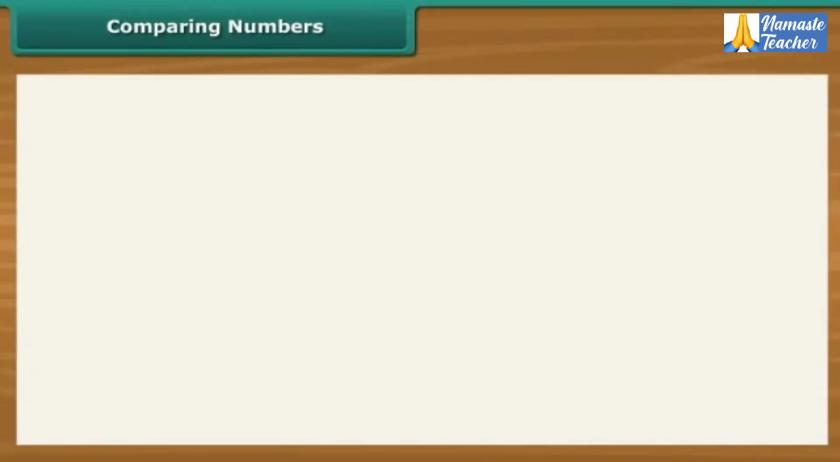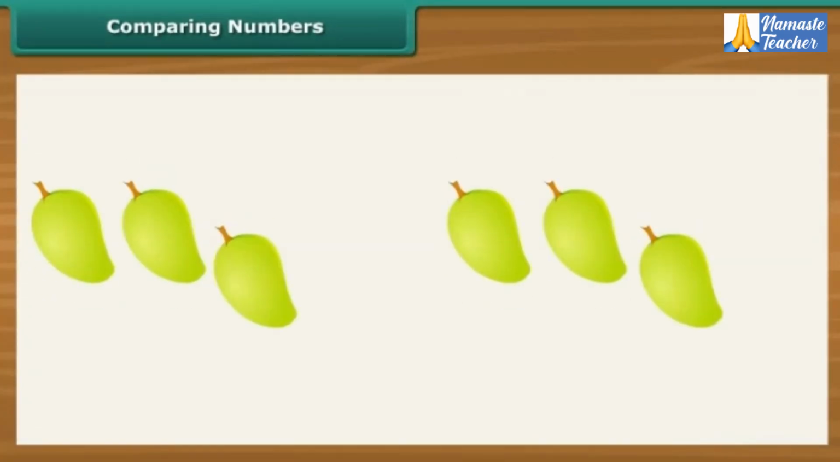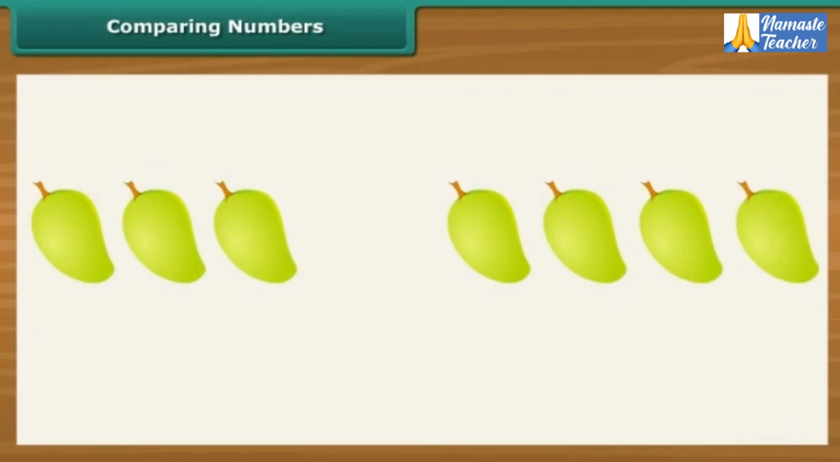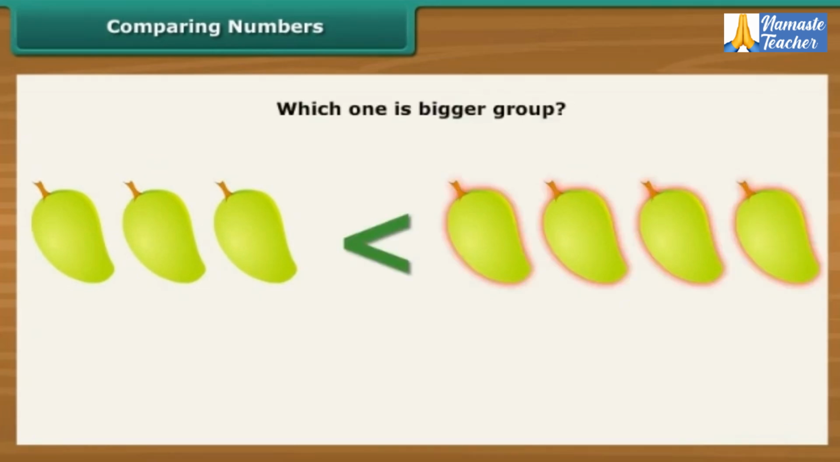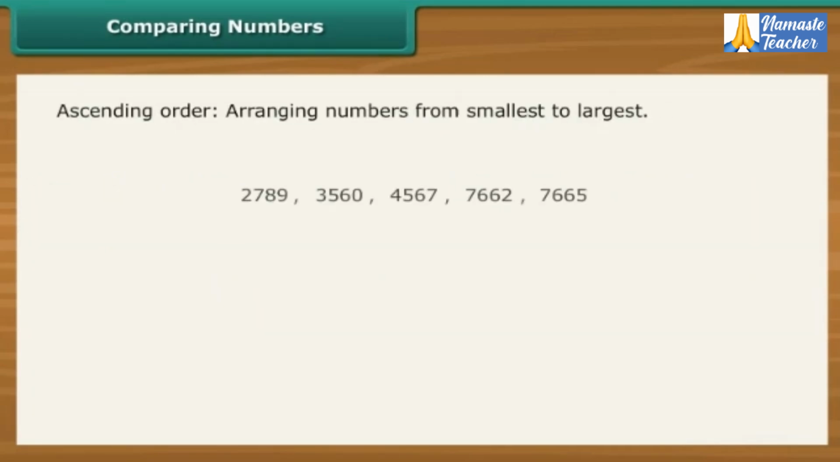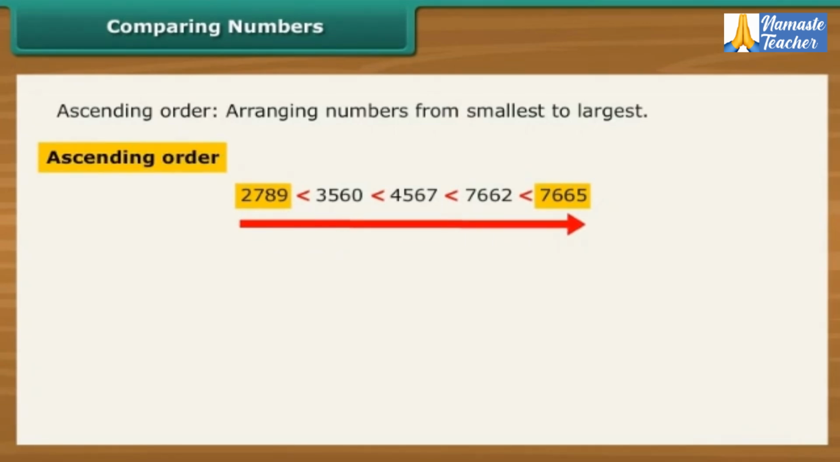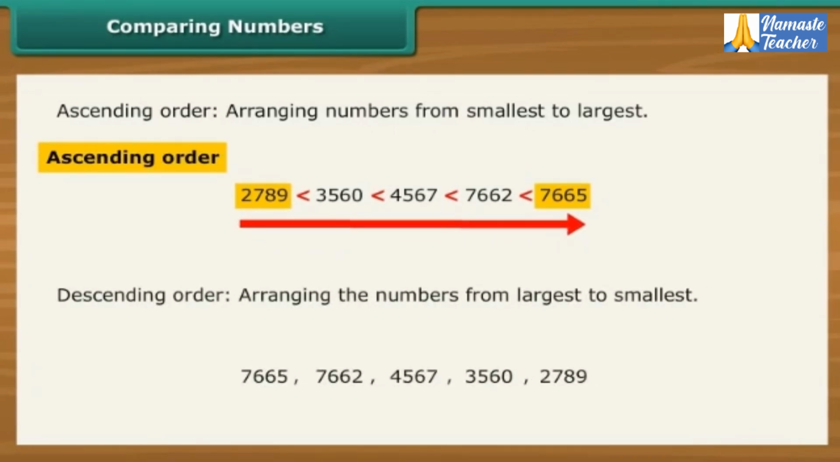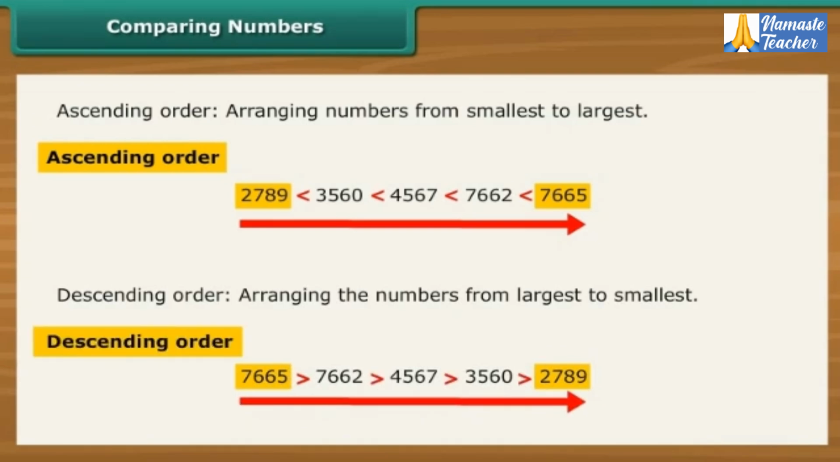Comparing numbers. A collection or group of numbers can be compared with each other. On comparing the numbers, we can tell which group is large. The arrangement of numbers from the smallest to the largest is called ascending order. The arrangement of numbers from the largest to the smallest is called descending order.